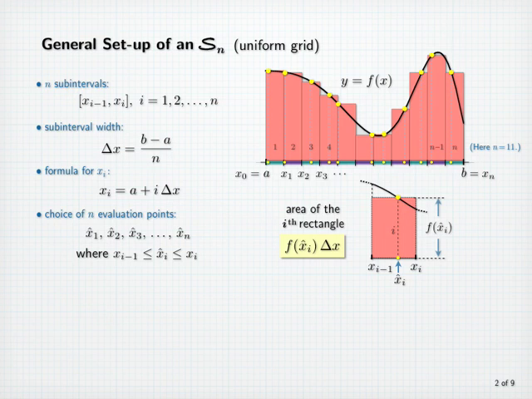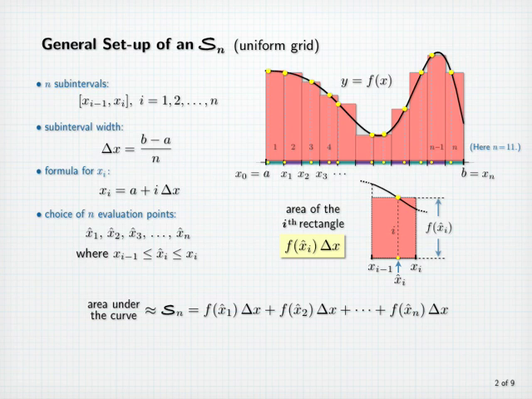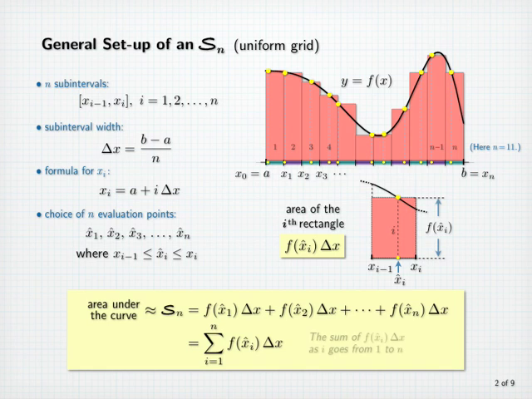And so our approximation to the area under the curve is s sub n equal to the sum of those areas, f of x hat 1 times delta x plus f of x hat 2 times delta x, and so on. We can express this sum in a more compact fashion using summation notation. The uppercase Greek sigma here is a summation sign, and we read this as the sum of f of x hat sub i times delta x as i goes from 1 to n.